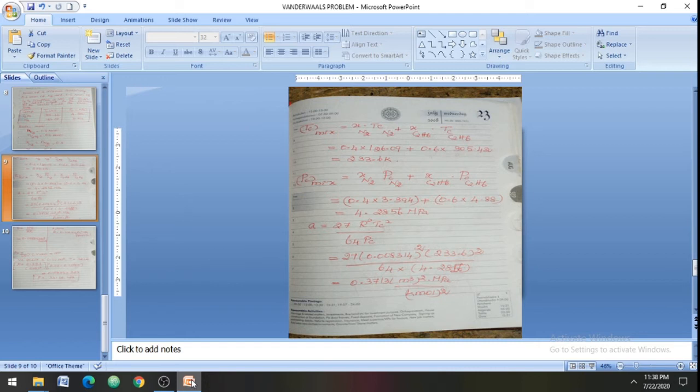Then Tc, we have already found the value, right? The calculated value is 233.6. Then the Pc value is also calculated, and 64. Finally we got the value 0.3713.